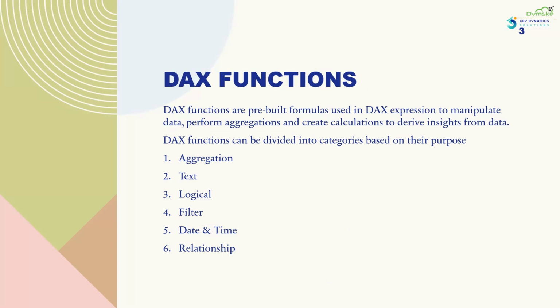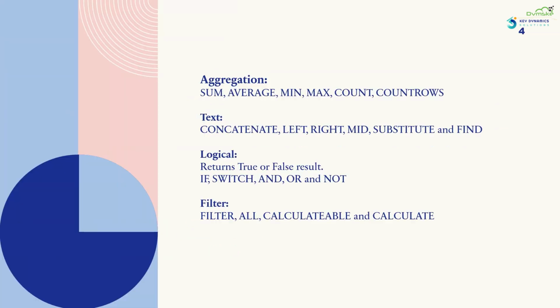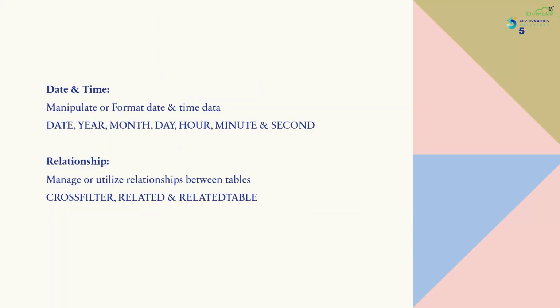DAX functions are divided into various categories depending on their purpose. They include aggregation functions, text functions, logical functions, filter functions, date and time functions, and relationship functions.